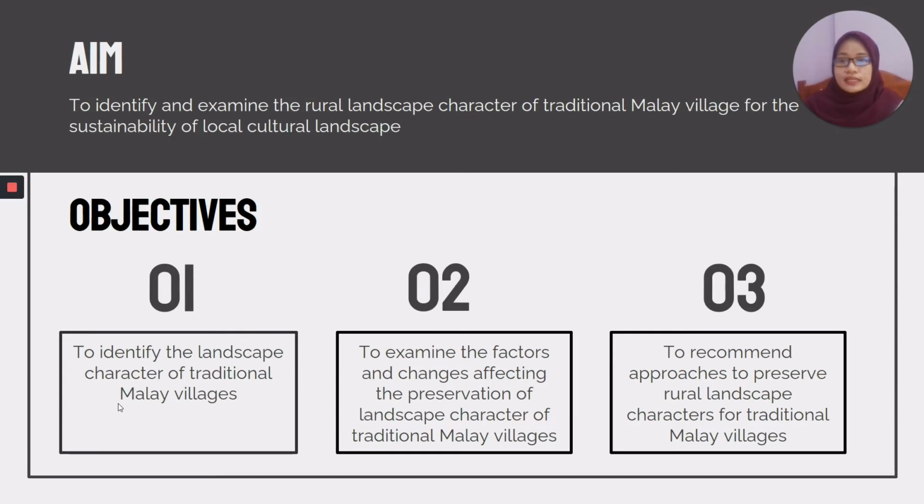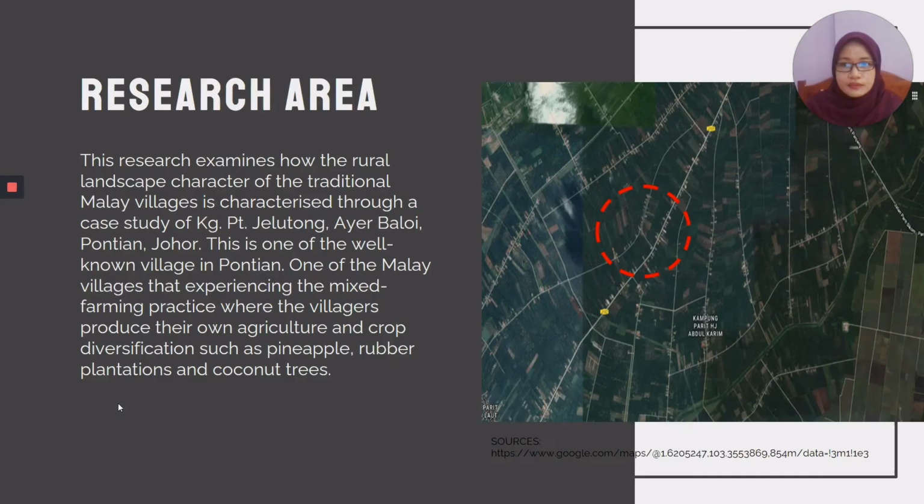The aim of the study is to identify and examine the rural landscape character of traditional Malay village for the sustainability of local cultural landscape. To achieve this aim, there are three objectives. The first one is to identify the landscape character of traditional Malay village. Number two, to examine the factors and changes affecting the preservation of landscape character of traditional Malay village. And number three, to recommend approaches to preserve rural landscape characters for traditional Malay village.